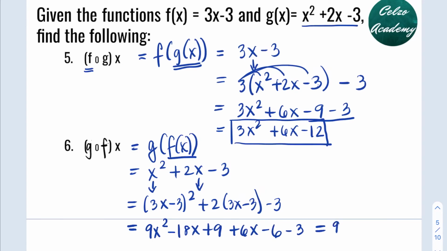Combining like terms, we have 9x squared. We can combine negative 18x and 6x. That's negative 12x. 9, negative 6, and negative 3. That becomes 0. So the answer is 9x squared minus 12x.